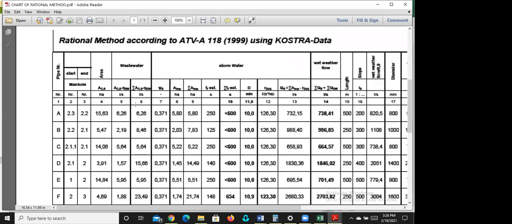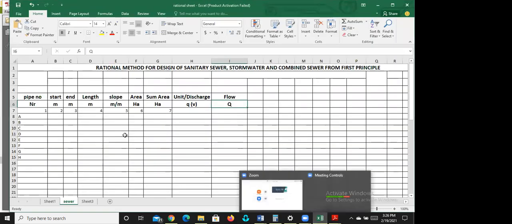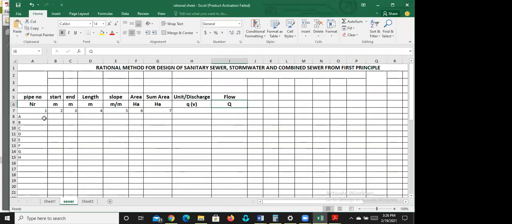That's why I wanted to go online and download as many charts as possible for you to see that there are thousands of them out there. And you can also build one from scratch. So today we'll build one from scratch and we're trying to customize it. So these are the pipe numbers. This is the start and this is the end. Now this is the length, okay, and this is the slope. So I can decide.